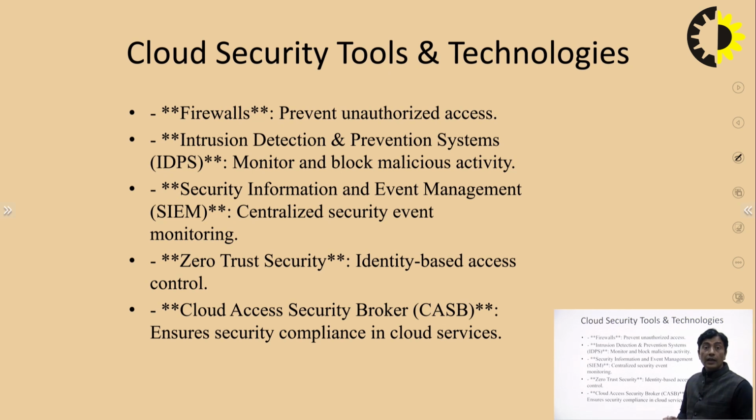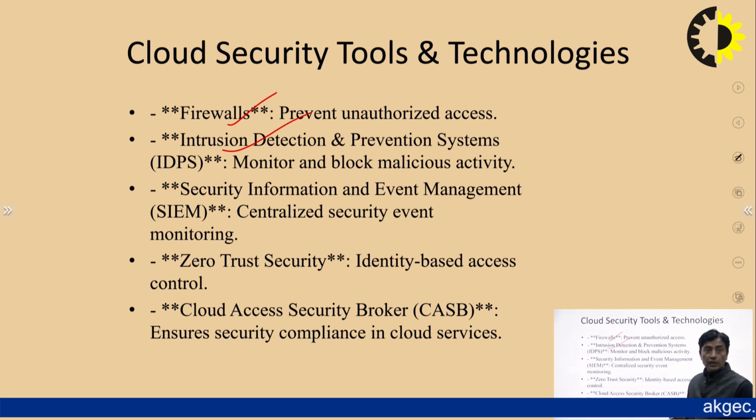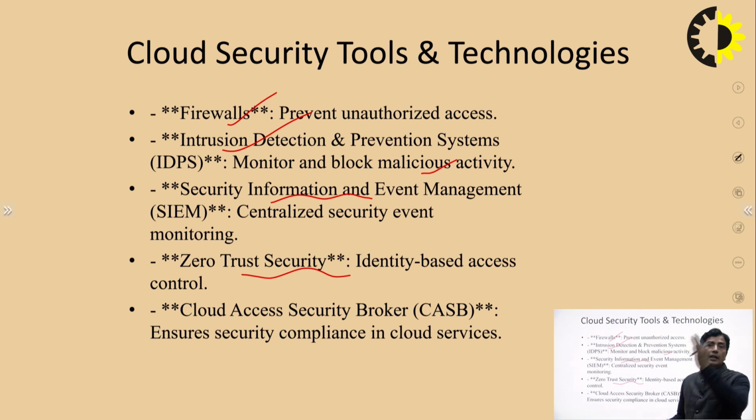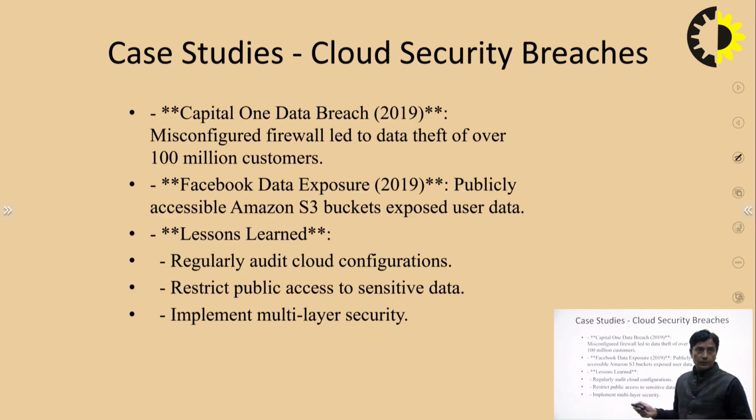What are the different kinds of tools? Firewall, as I have told you, can be used. IDS, intrusion detection system, so that no outsider can intrude our system. IPS, intrusion prevention system. Then security information and event management, SIEM, zero trust security, access control, and cloud access security broker. These are the different kinds of tools and technologies that can be used.